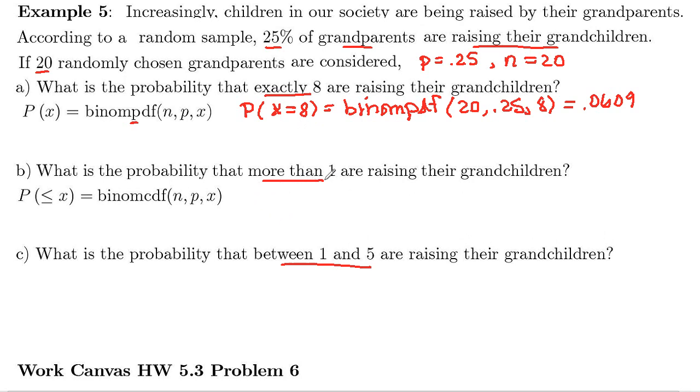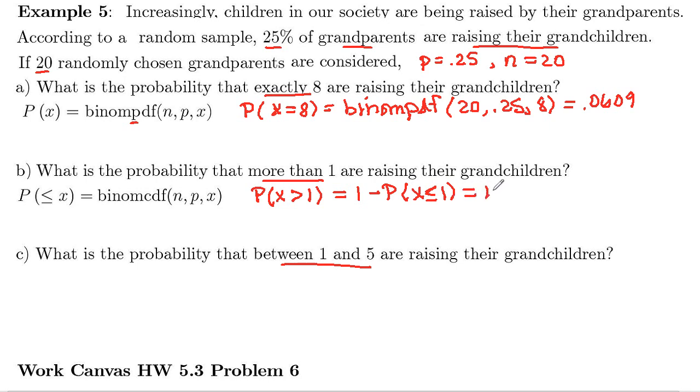What's the probability that more than 1? Okay, so that's asking what's the probability that X, our success, quote-unquote success, is the grandparents are raising their grandkids. So what's the probability that X is more than 1, greater than 1? Well, remember, binomial CDF does less than probabilities, less than or equal. We want a greater than. So we have to use the opposite here. So we have to do 1 minus the probability that X is less than or equal 1.